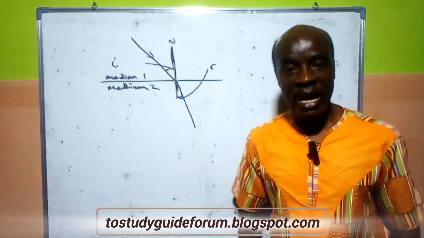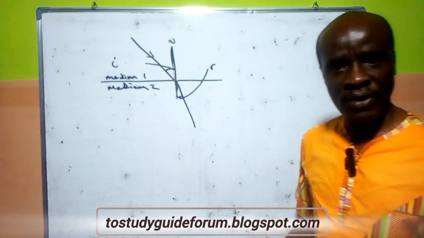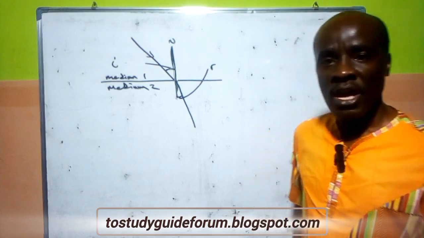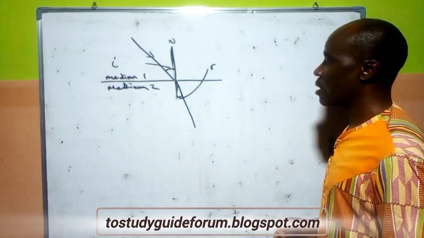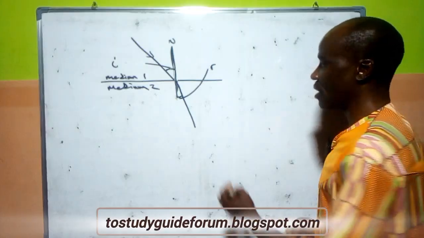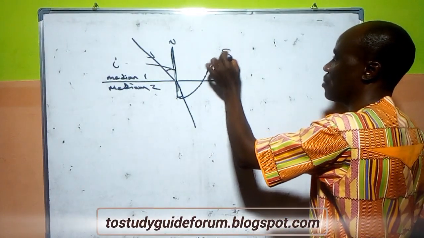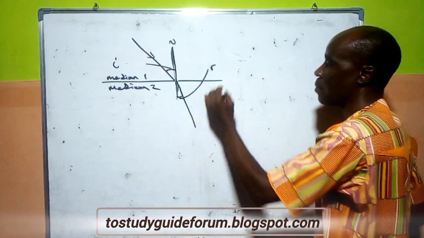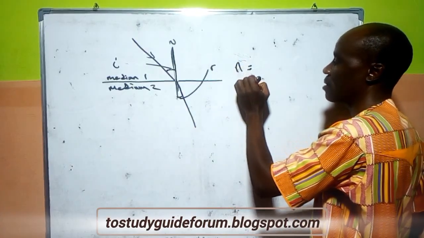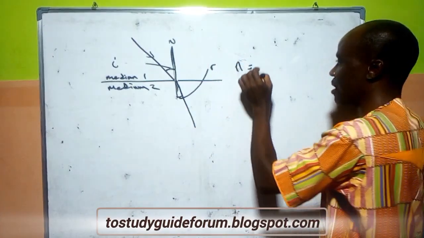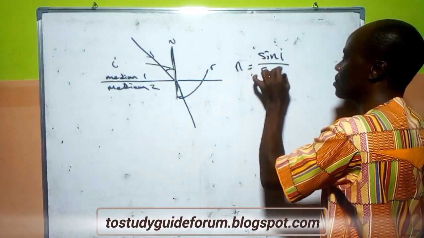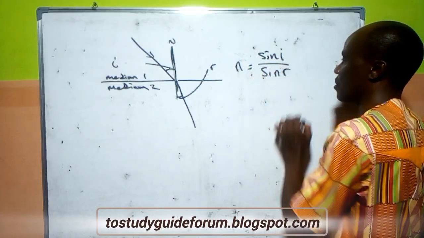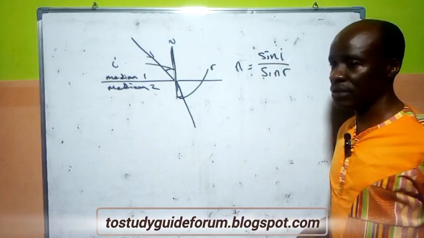So in this case, we have some methods. If you want to find the refractive index of any medium, let's say we're looking for the refractive index of glass, then based on what we have seen so far, we can say N, refractive index is normally represented by N, is sine I over sine R. This will give us the refractive index.